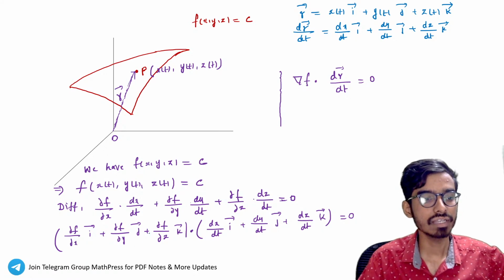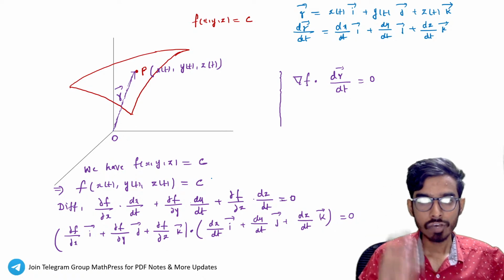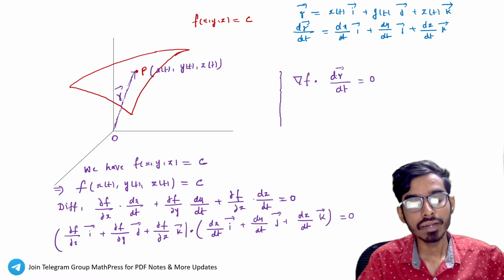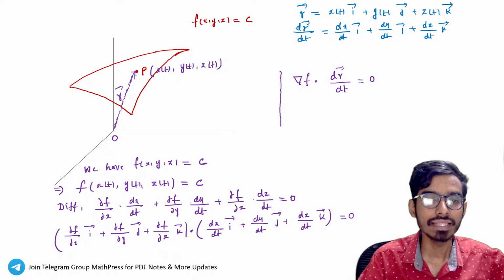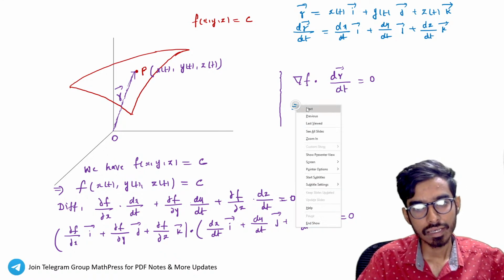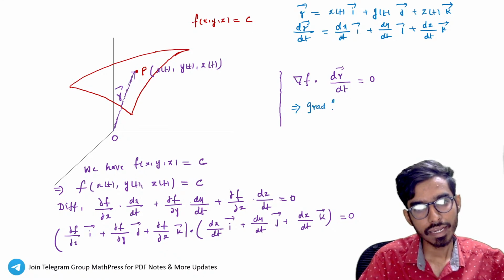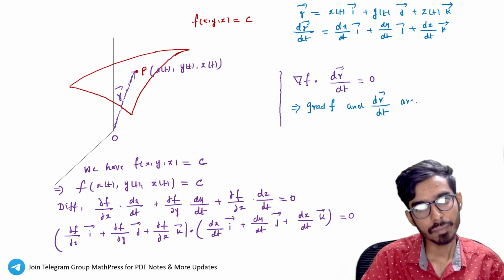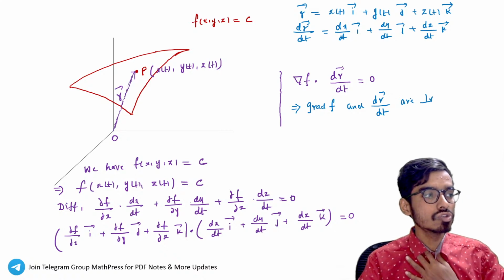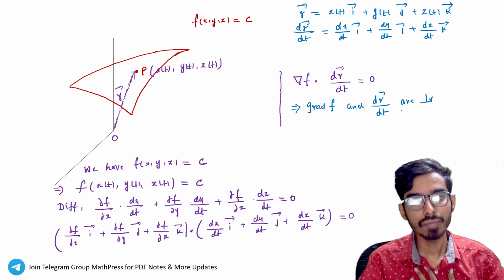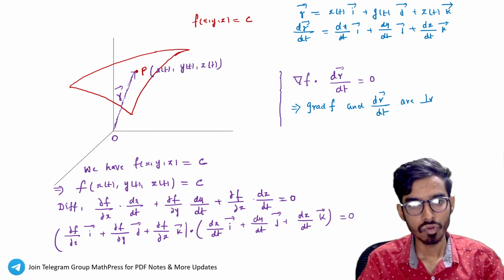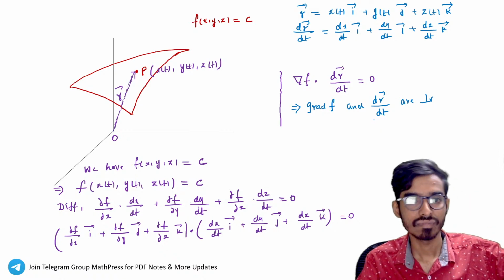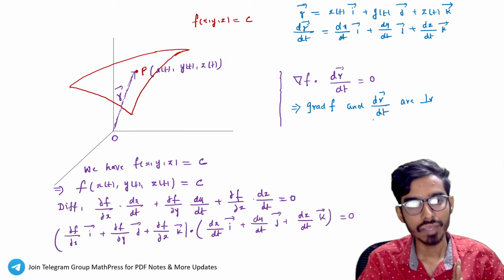So this is grad f, and this is dr/dt. What we have inferred so far is that grad f and dr/dt are perpendicular at this point P. Whenever the dot product is 0, the two vectors are perpendicular, that is, the angle between them is 90 degrees. So grad f and the derivative of the r vector are both perpendicular.